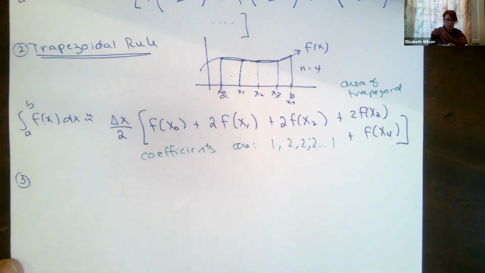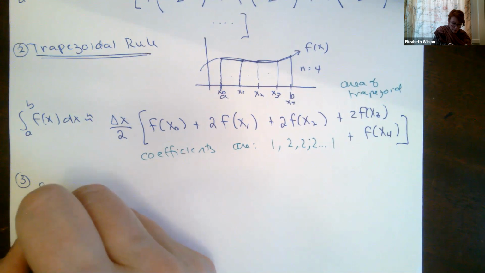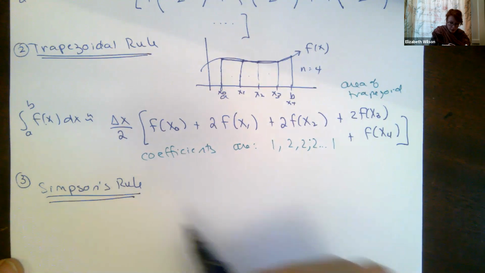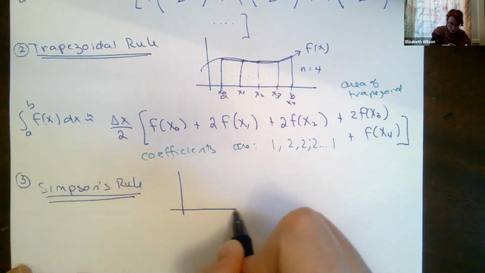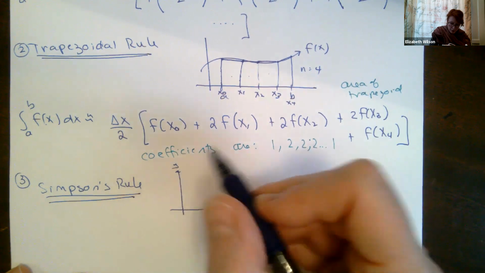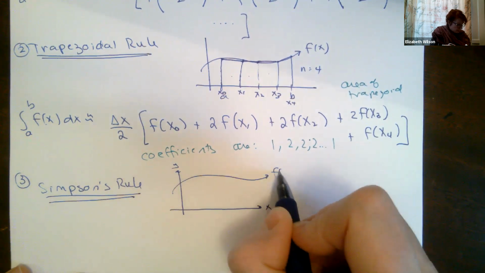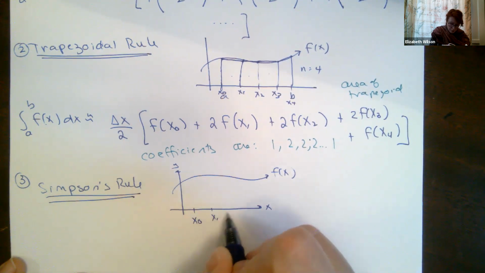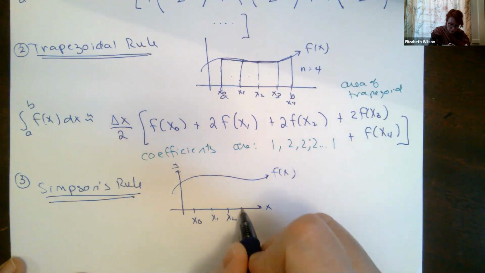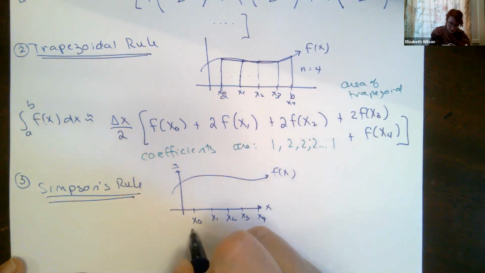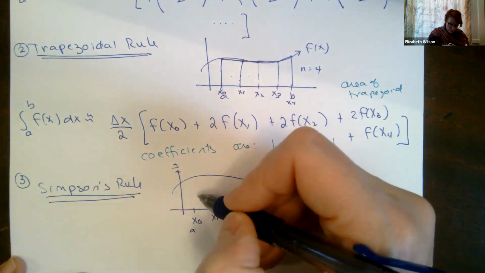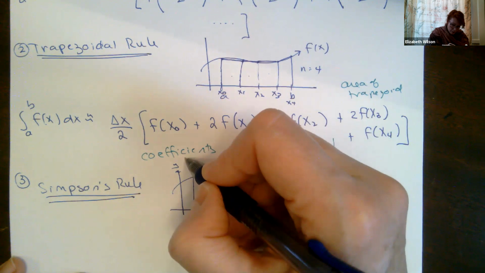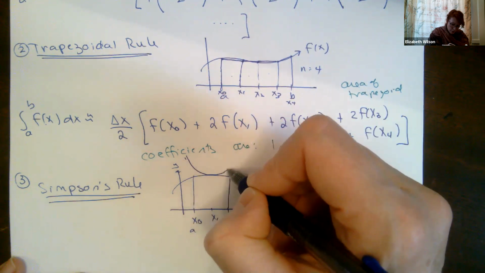Our third rule is called Simpson's rule. This is one that your calculator uses. And what happens is, I've got my function, say for example, f of x, and I'm gonna go from A to B. And then basically I'm looking at from here to here, and I'm gonna be using parabolas to help me figure this out.